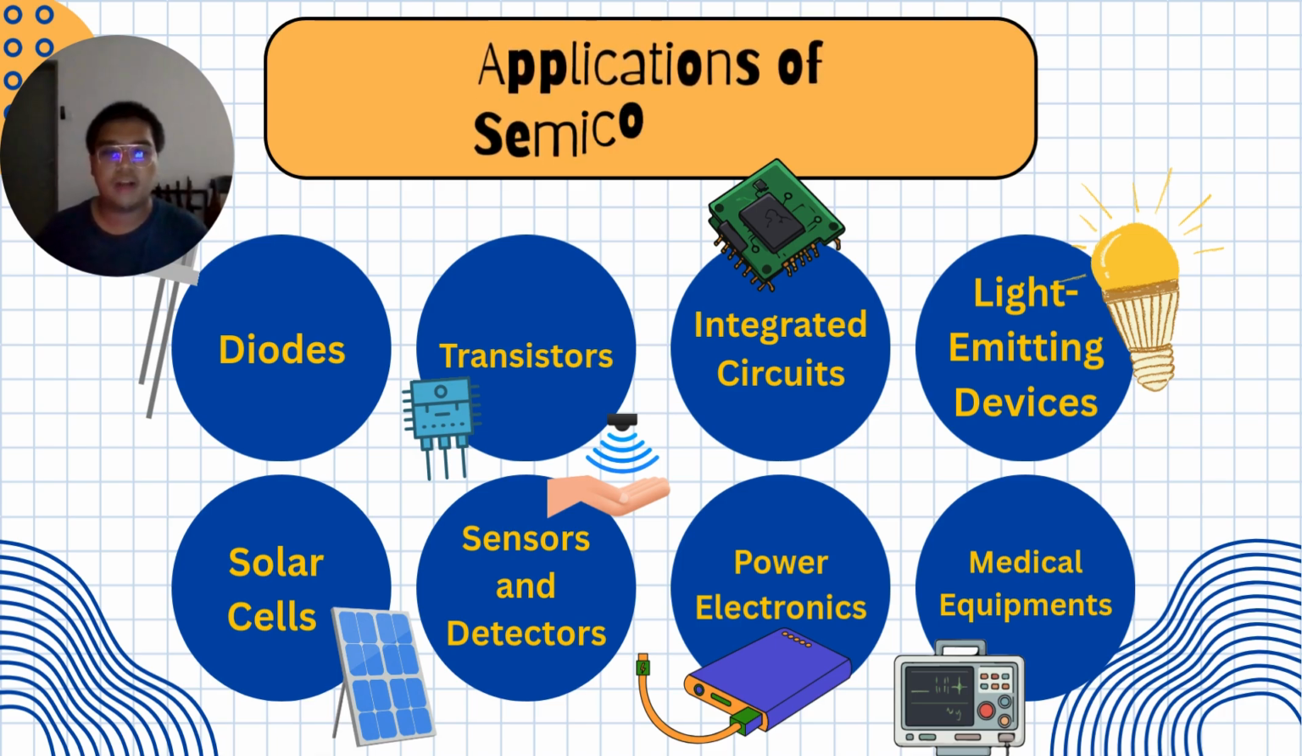So you might be wondering, what are the applications of semiconductors? Well, semiconductors are used in diodes, transistors, integrated circuits, light emitting devices like a flashlight, solar cells, sensors and detectors, power electronics like a power bank, and medical equipment.